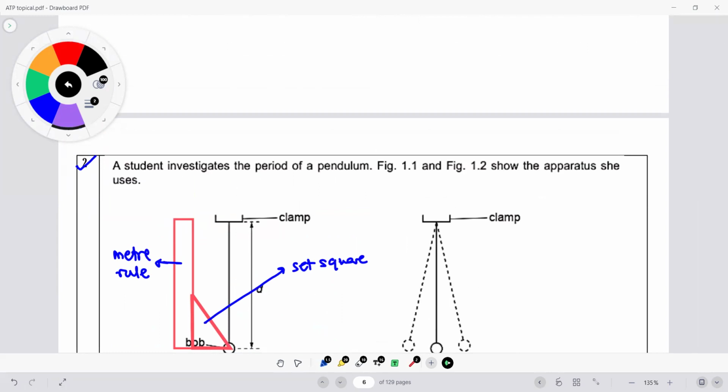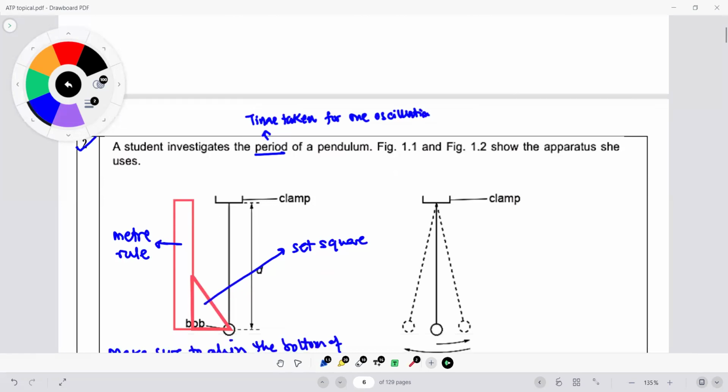Period means, let me write it above, sorry, time period for one oscillation. Time taken for one oscillation. How much time does it take to complete one full oscillation? That's what we call time period or period for an oscillation. This is an oscillation, waves can also be like this, right?